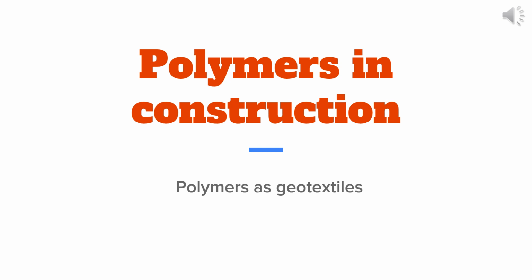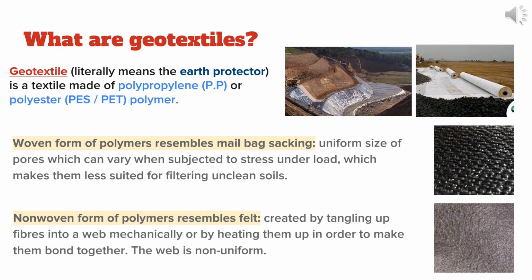Hello and welcome to my presentation about polymers used in construction, more specifically polymers used as geotextiles. Geotextile, which literally means the earth protector, is a textile made of polypropylene or polyester polymer, and these materials are particularly important as they can protect buildings from large fault ruptures.